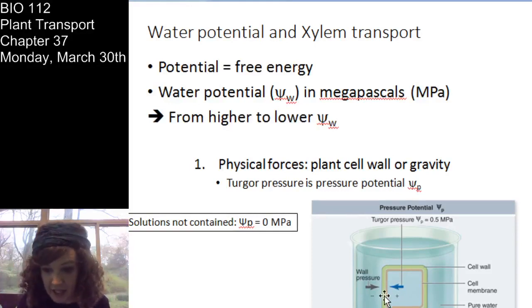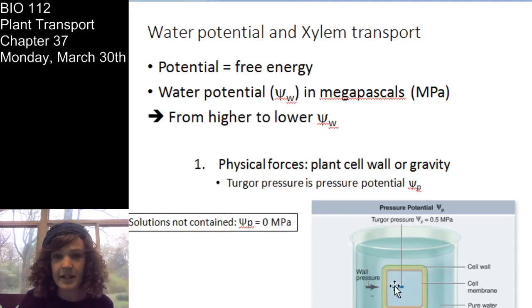So this pink here in this little example, that is the cell membrane, and the green is the cell wall. Now here you have pure water. Water inside the cell is keeping that membrane taut against the wall, and it's taut, turgid, okay? All right, if you do not have a membrane though, you cannot have pressure potential.